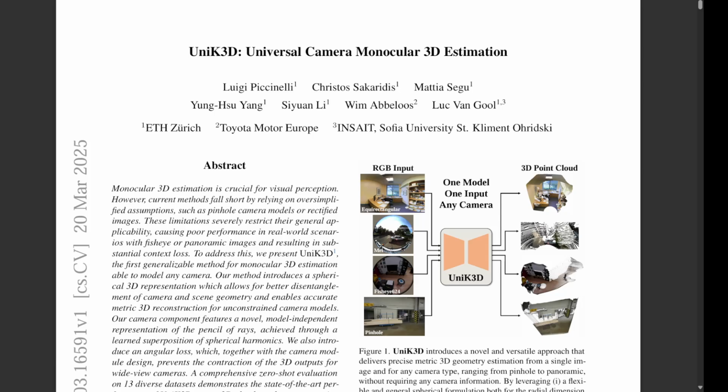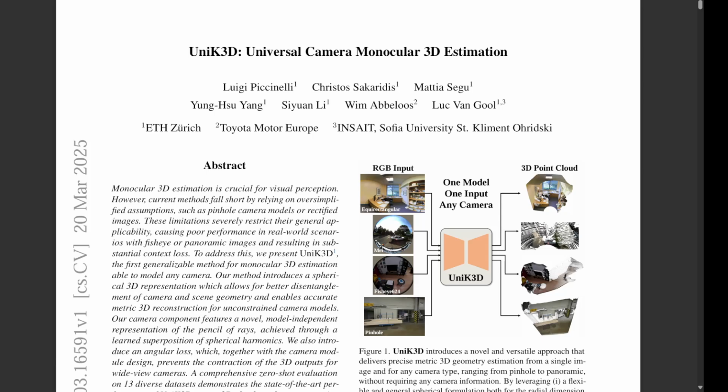And a huge part of the problem, it seems, is that most existing methods are stuck using old, really simplified camera models. The classic pinhole camera assumption, or they force you to warp the image first, rectify it to make it look like it came from a pinhole camera. And that's where things just break down in the real world, isn't it? Because cameras are not all pinhole. You've got wide lenses, fisheyes, panoramic views, all sorts.